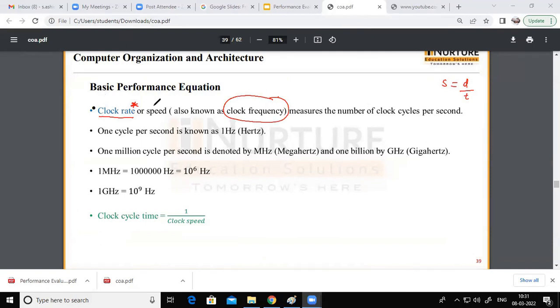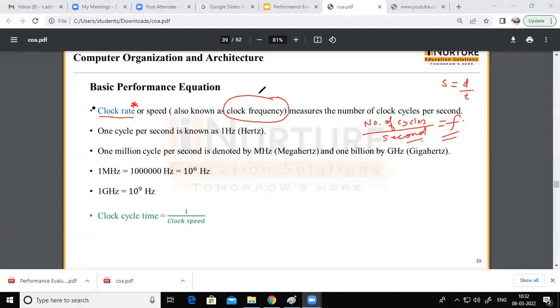So when we are talking about clock frequency, it measures the number of cycles per second. Okay. So again, one more concept: number of cycles per second. Can you tell me where you have seen this formula before? What is number of cycles per second? Frequency, sir. Yes, it is nothing but frequency.